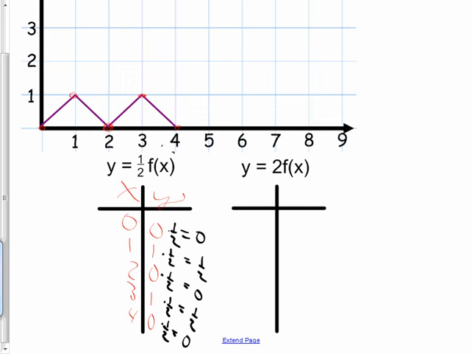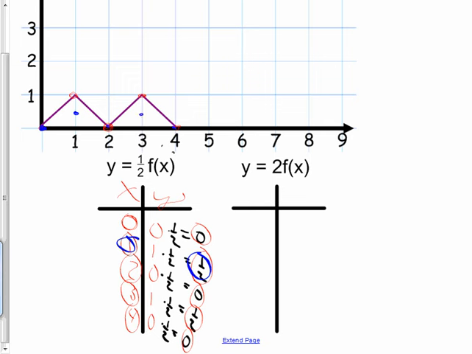Then what do I do? I graph this point, 0, comma, 0, this point 1, comma, 1/2, 2, comma, 0, 3, comma, 1/2, 4, comma, 0. If I actually graph those, it'll end up in just the same place we just talked about. 0, 0, 1, comma, 1/2. This part right here is right there, etc.